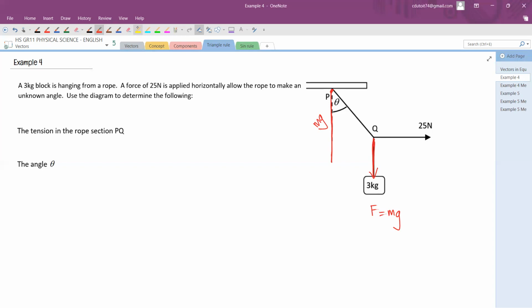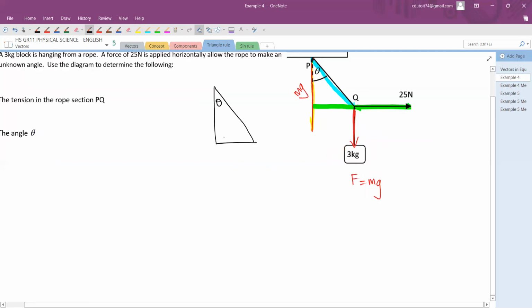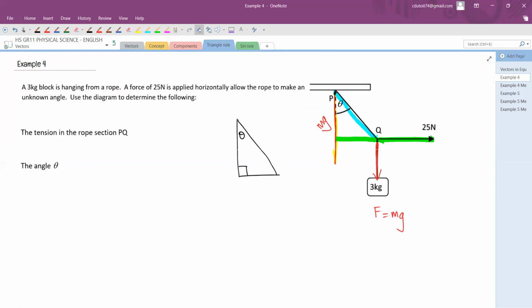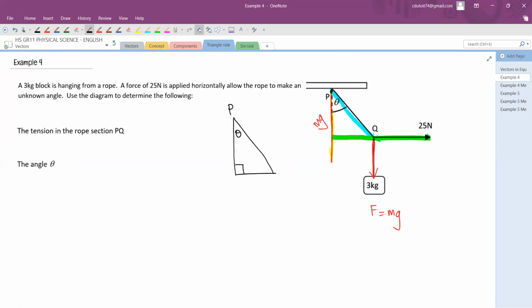So I've got a yellow force, which is Fg. I've got this blue force here, which is the tension in the cable or the rope. And then I've got one force left, which is this green one. And I'm just going to complete the triangle with this green force. So I have a triangle that looks like this. There, there, there. And this is theta. And what is nice, I've got a 90-degree angle here. And this part of the rope is called PQ. And this is Fg.